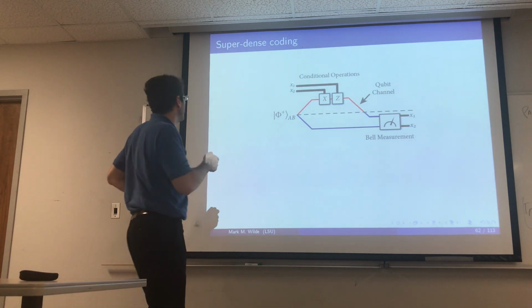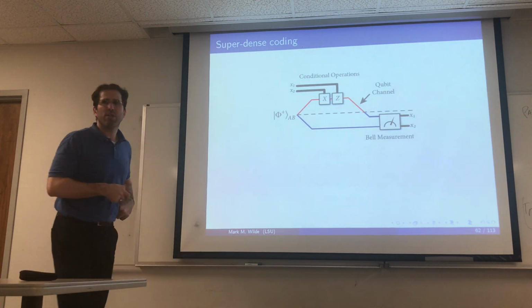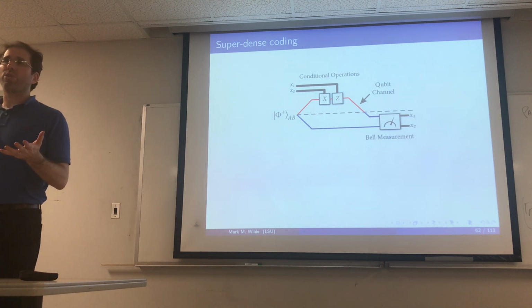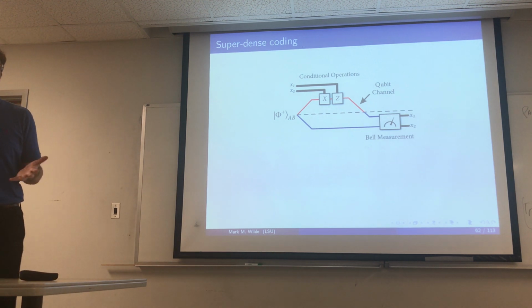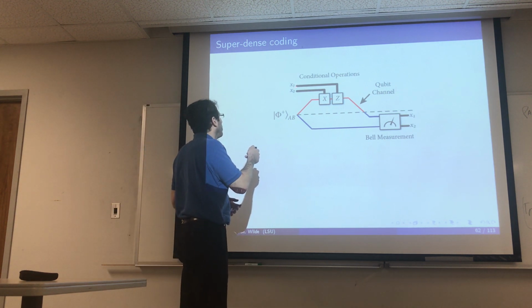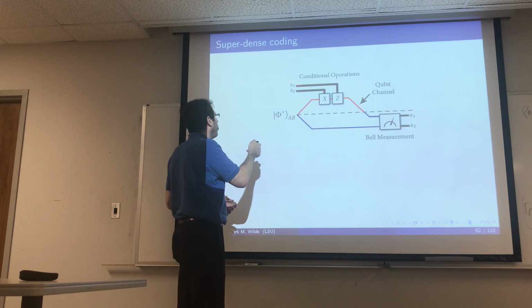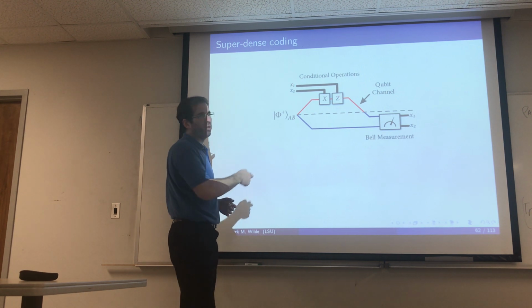So if Alice wants to send one of 4 messages, that can be encoded into 2 bits, 2 classical bits. So we'll call that x1 and x2. So if the bit x1 is 0, you do nothing. If it's 1, then you do the Pauli z.